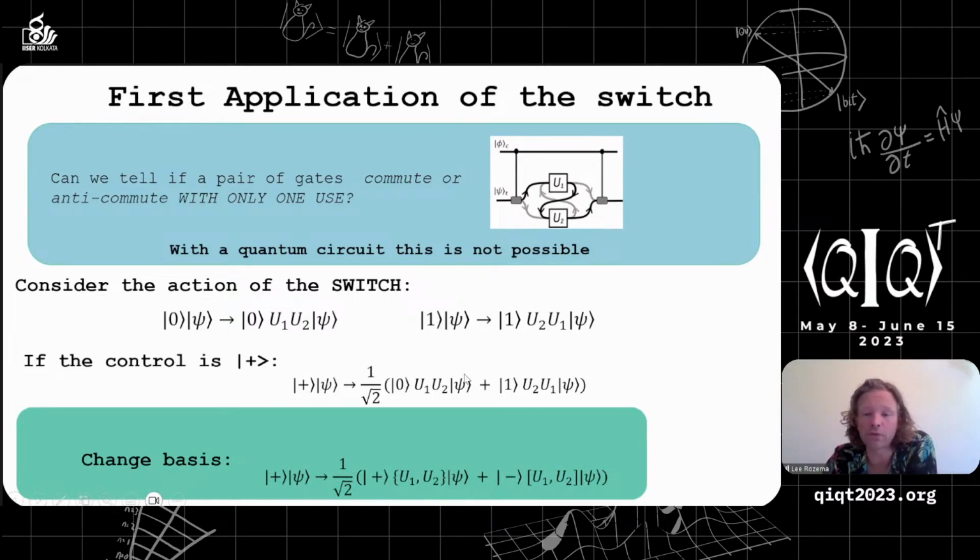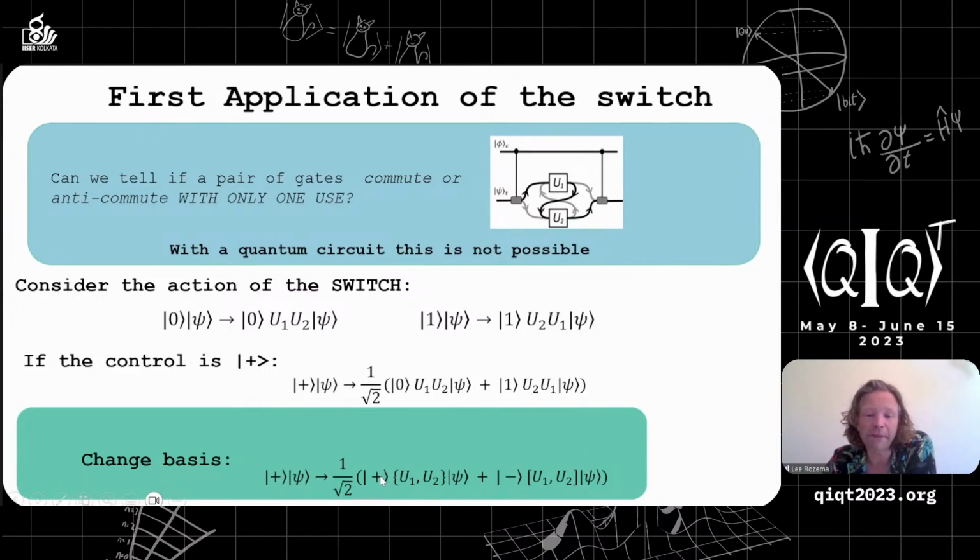So now all we're going to do is rewrite this state. I'm just going to rewrite the control qubit in the plus minus basis. So just write 0 as 0 plus 1 and 1 as 1 minus 1, and then factor, and we end up with the following state. So now, if the control qubit is in the state plus, we have the anti-commutator of U1 and U2 acting on psi, whereas if the control qubit is in the state minus, we have the commutator between U1 and U2 acting on the state psi.